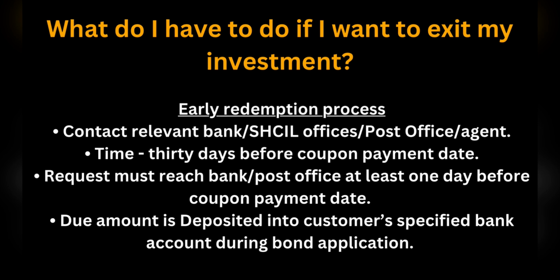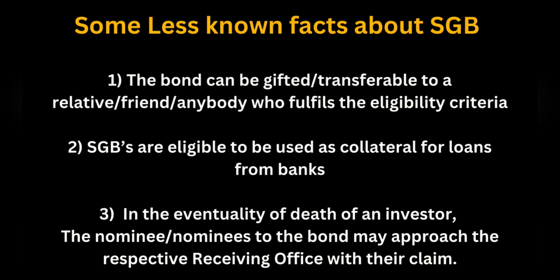We shall also discuss some other key features of these gold bonds. First, the bond can be gifted or transferred to a relative or friend or anybody who fulfills the eligibility criteria. Second, SGBs are eligible to be used as collateral for loans from banks. Third, in the eventuality of death of an investor, the nominee or nominees to the bond may approach the respective receiving office with their claim.